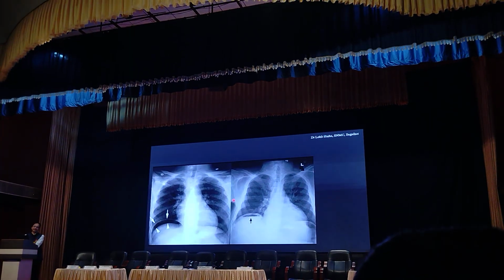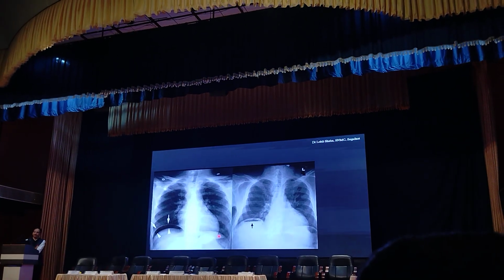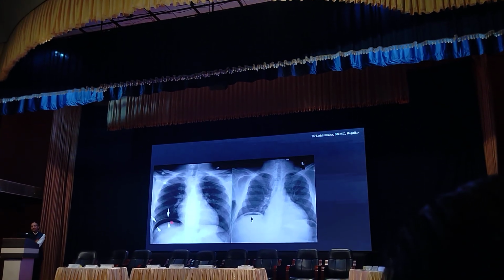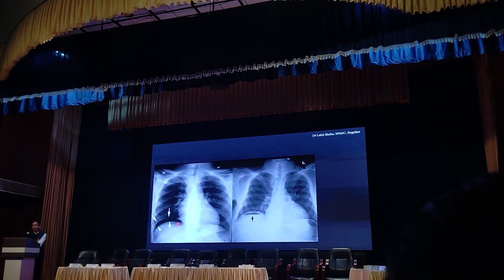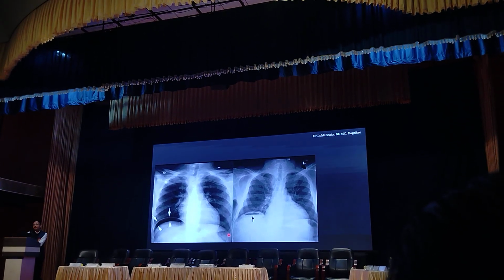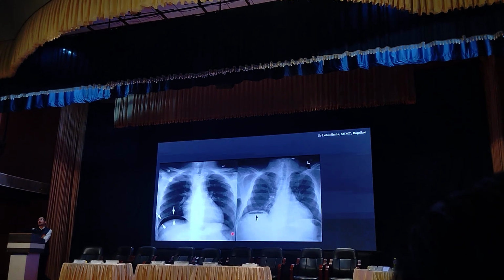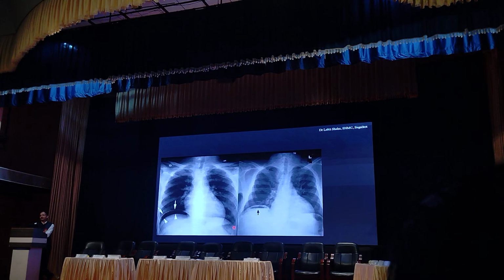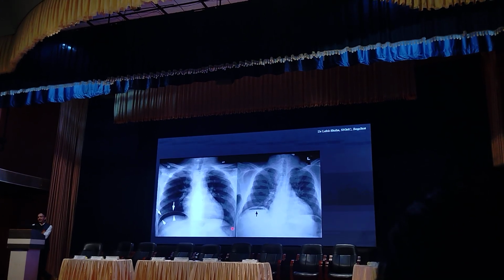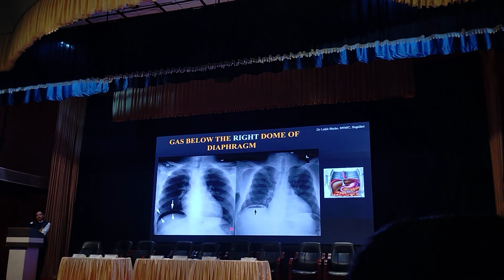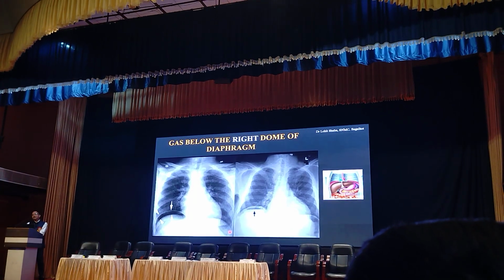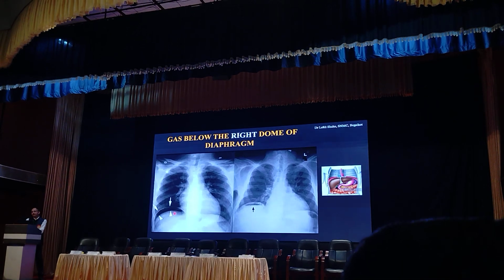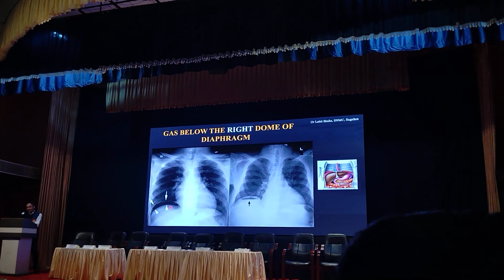Okay. So next thing, here it is the right dome of the diaphragm, this is the left dome of the diaphragm. Below the left dome of the diaphragm, you are going to see a gaseous shadow, that is normal. If you are finding a gaseous shadow below the right dome of the diaphragm, that is abnormal. So we can find this in perforation. In perforation cases, we can find gas below the right dome of the diaphragm. It is an emergency condition.